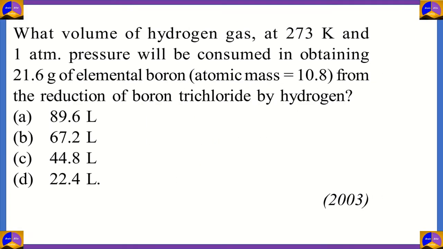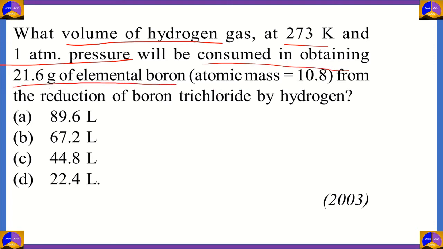Next question. What volume of hydrogen gas at 273 degrees Kelvin and 1 atm pressure will be consumed in obtaining 21.6 grams of elemental boron, whose atomic mass is 10.8, from the reduction of boron trichloride by hydrogen? So we need to find out how much hydrogen is consumed in getting 21.6 grams of boron in a reaction. So the reaction is the reduction of boron trichloride by hydrogen.